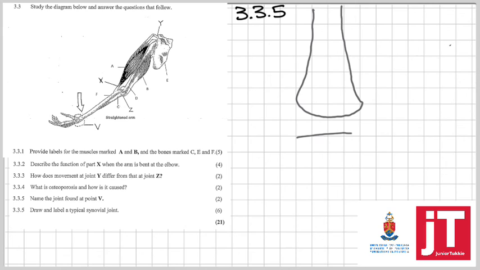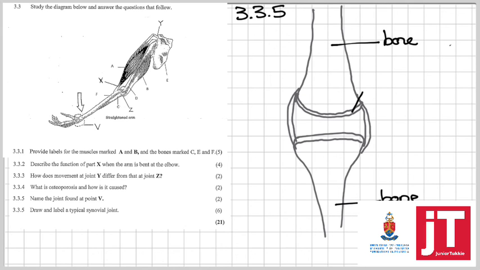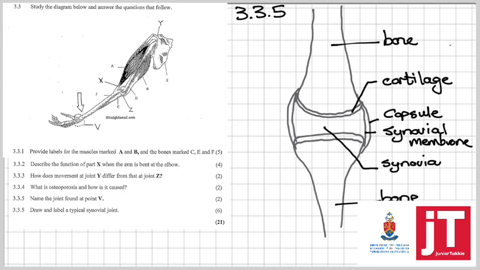If we look at the next question over there, name the joint found at V. That's a gliding joint. And now we dive straight into question 3.3.5. Draw and label a typical synovial joint, and I've done that for you here.